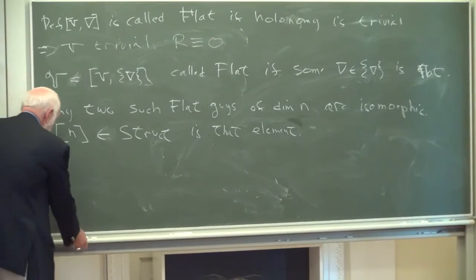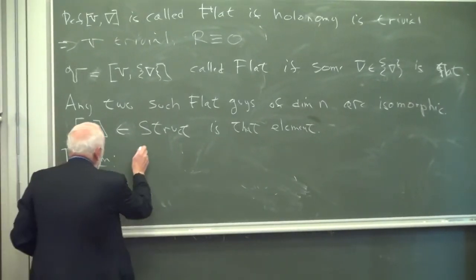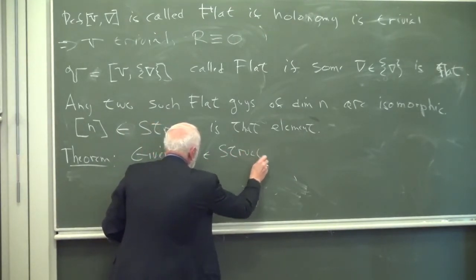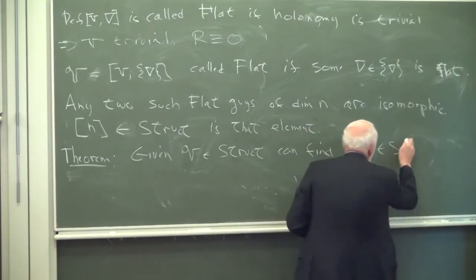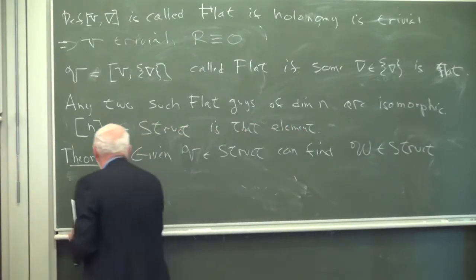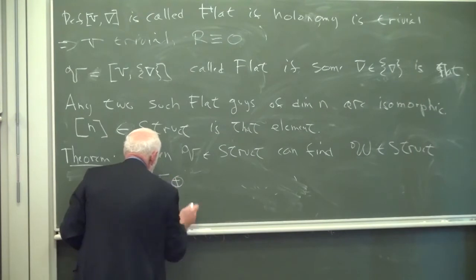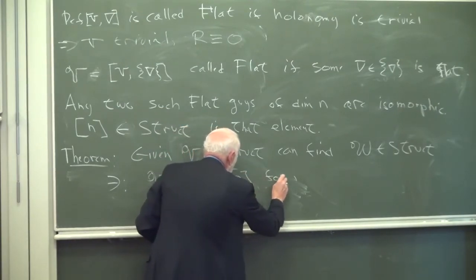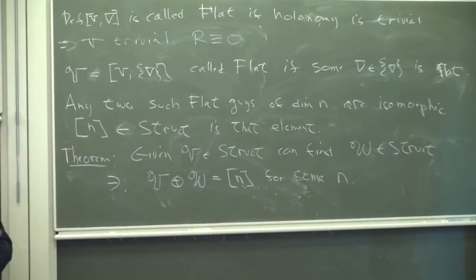Okay, so now here's a theorem. Given V contained in Struct, we can find W contained in Struct such that V direct sum W equals n for some n. So this is exactly the same statement as for ordinary vector bundles. There's always an inverse. You can always find some inverse. It's not unique, but there it is.